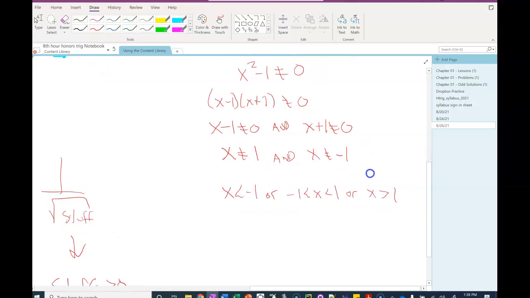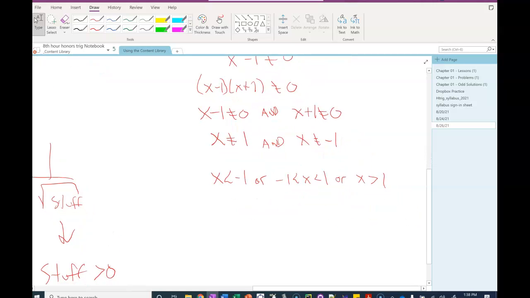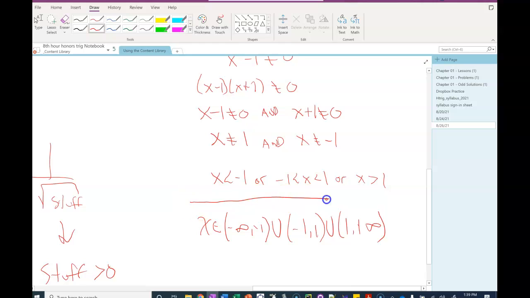Now, once I've gotten to here, I can just write 3 intervals because I have 3 inequalities. So less than -1 is -infinity to -1. Between -1 and +1 is just -1 to 1. And greater than 1 is 1 to +infinity. And everything gets a parenthesis because we have strict inequalities throughout. But that's probably the easiest way to look at that one.